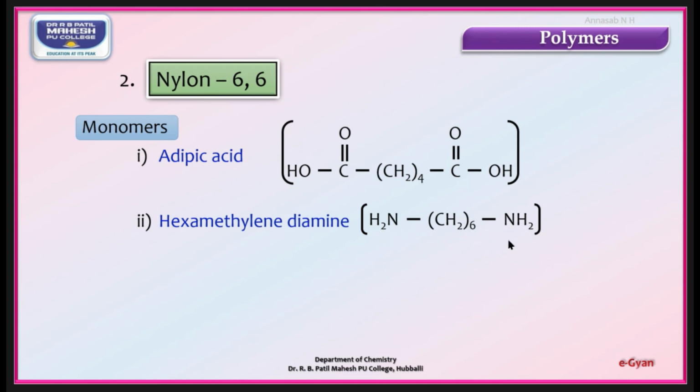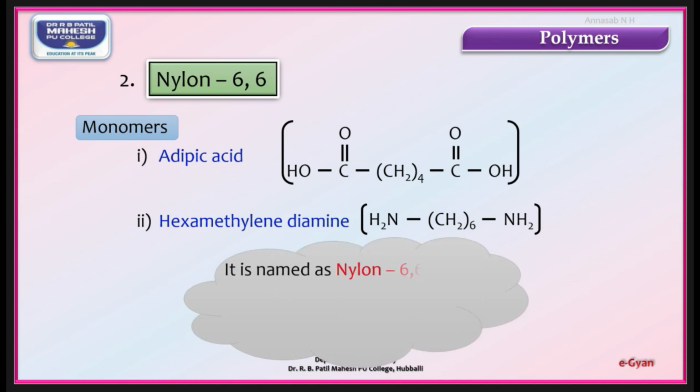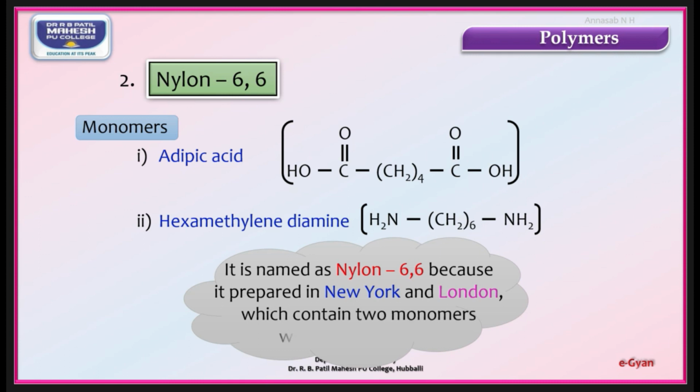The name you learned, nylon, came from two great cities, New York and London. As there is a presence of 6 carbon atoms in the monomer, and in both cases there are 6 carbon atoms, we can call it nylon 6,6. So with this hint you can remember nylon 6 means there is only one monomeric unit which contains a total of 6 carbon atoms, whereas in nylon 6,6 there are 2 different monomers, both having a total of 6 carbon atoms, out of which one is an acid and the other is an amine.